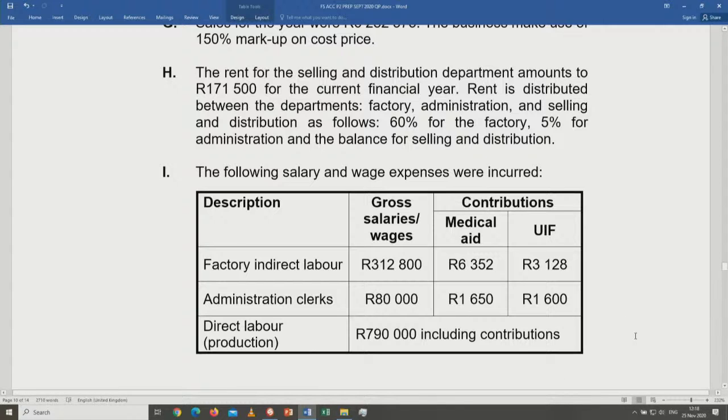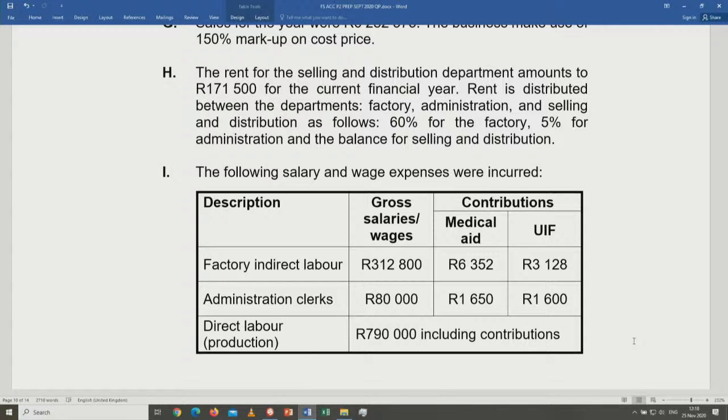60% for the factory, 5% for the administration, and the balance for selling and distribution. If I say 60 plus 5, I get 65. Then I say 100 minus 65, it gives me 35. Which means this 171,500 is equal to 35%.